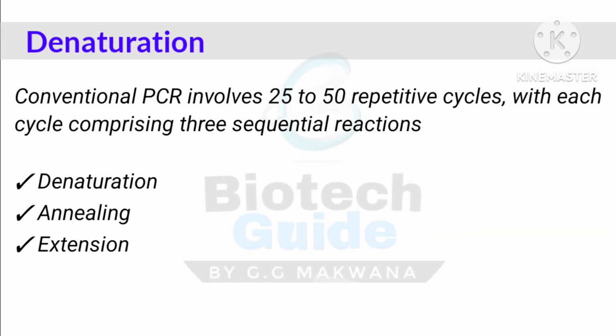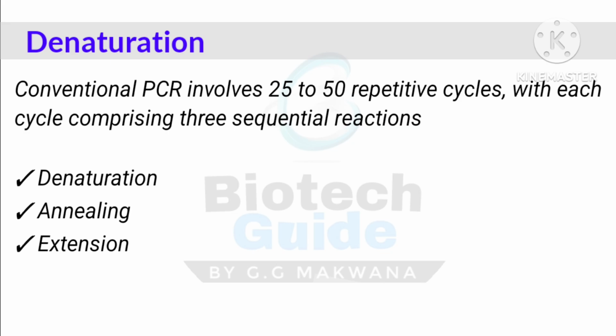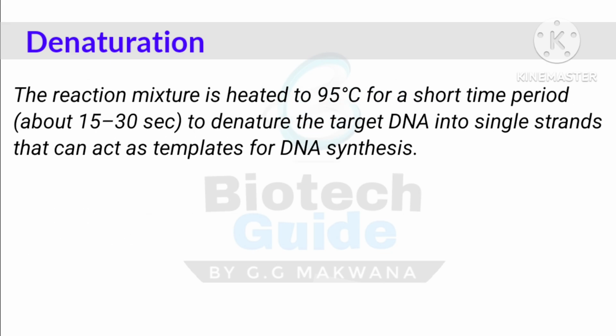Conventional PCR involves 25 to 50 repetitive cycles, with each cycle comprising 3 sequential reactions, which we discussed in the principle: denaturation, annealing, and extension. Denaturation: the reaction mixture is heated to 95 degrees centigrade for a short time, about 15 to 30 seconds, to denature the target DNA into single strands that can act as templates for DNA synthesis. So as we discussed, dsDNA is converted to ssDNA by breaking down the H bonds, at a temperature of 95 degrees centigrade.